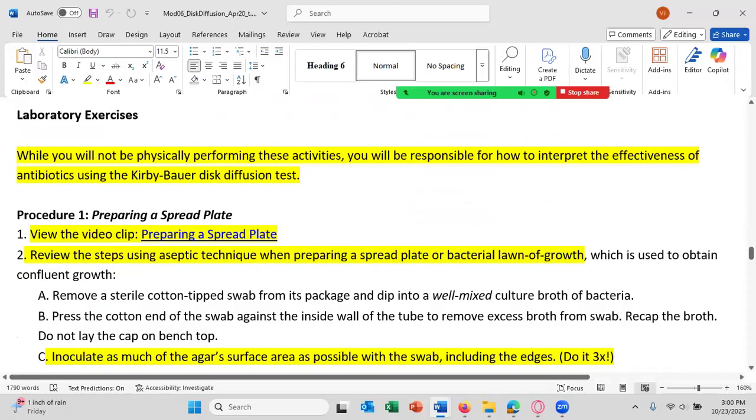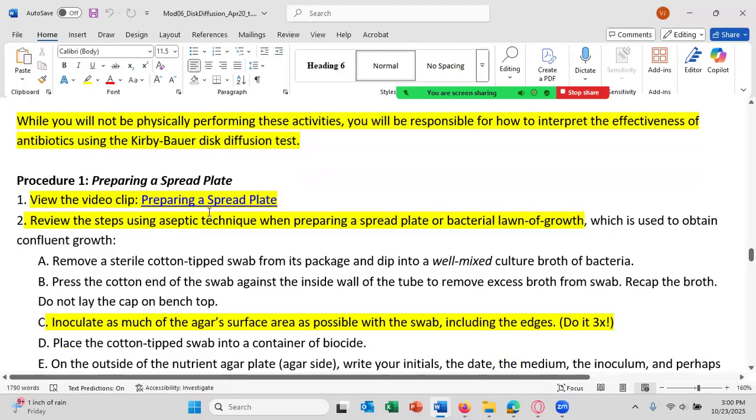And we do have a virtual lab in this lab for you to work on the Kirby-Bauer disc diffusion method. So here's a little video clip on preparing a spread plate, and then review the steps using aseptic technique when preparing a spread plate, putting down a bacterial lawn of growth. Let me show you how to do that.